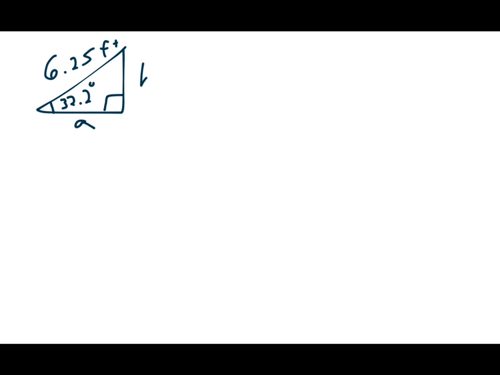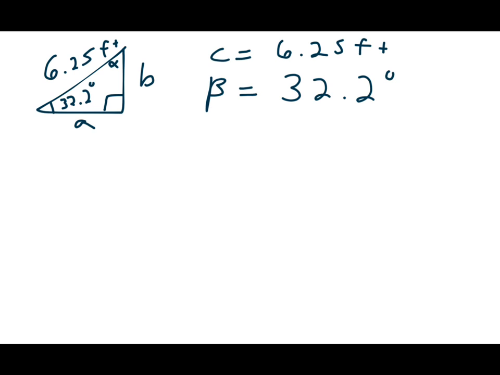Let's solve this right triangle. Let's say I have a right triangle with our angle here 32.2 degrees. Our hypotenuse is 6.25 feet. And we don't know that side, this side, or this side up here. Alpha. Okay? So, C is 6.25 feet. And beta is 32.2 degrees.